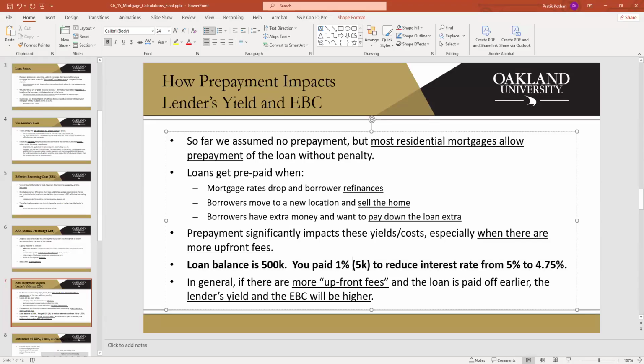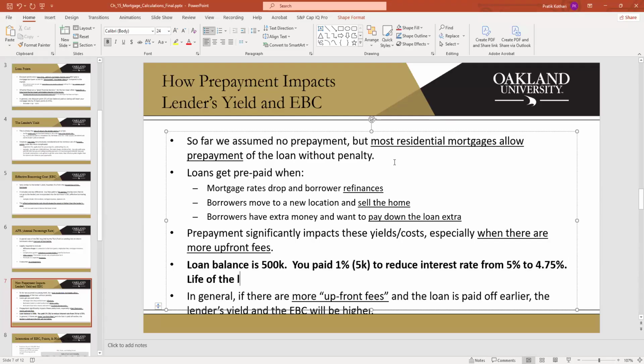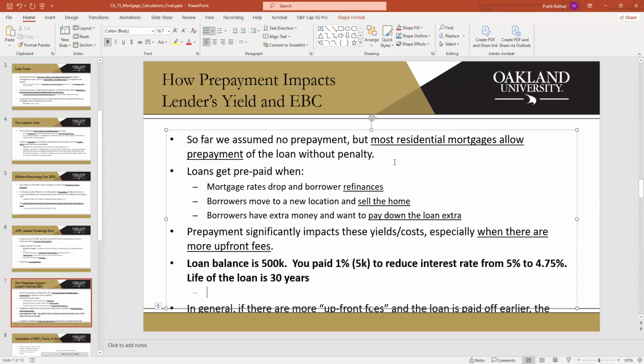Now remember that you paid 5K, and actually let's assume the life of the loan is 30 years. You paid 5K to reduce this interest rate from 5 to 4.75%, to reduce the interest rate by 0.25% or 25 bips for 30 years. That's the important part there, right?